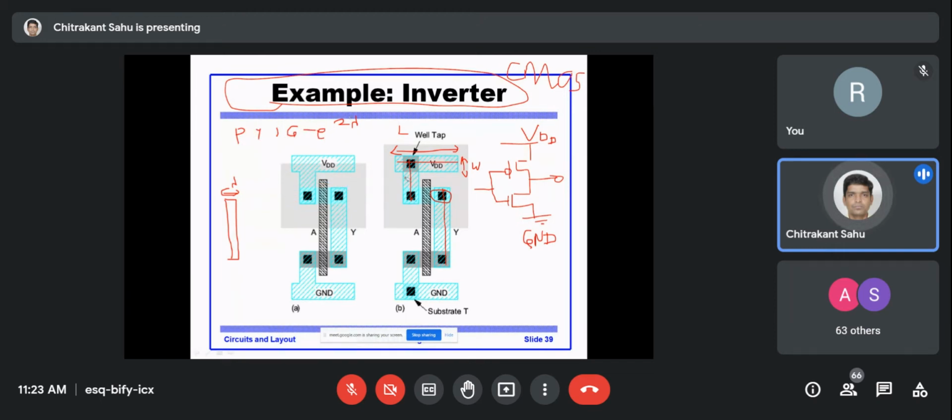So can you correlate this particular inverter layout, whether it is an inverter layout or not, with the schematic diagram? Okay. So if it is a smaller design, that smaller design in CMOS inverter is considered to be a very small design, right? So for that, what is the method to draw?